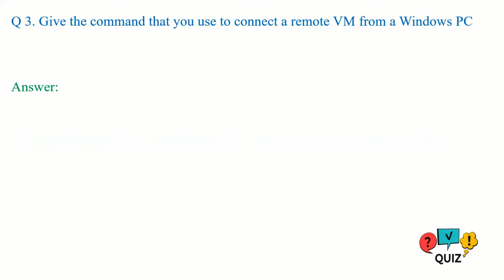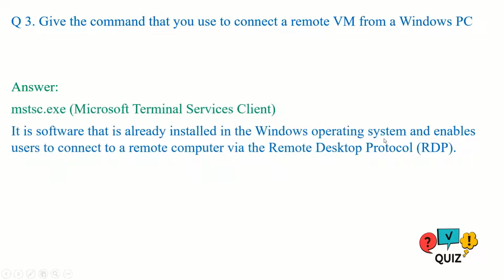Next, give the command that you use to connect to a remote virtual machine from your Windows PC. What is the command that we use? MSTSC. That's correct. So it stands for Microsoft Terminal Service Client. It is software that is already installed in the Windows operating system and enables a user to connect to a remote computer via the Remote Desktop Protocol. That's good.